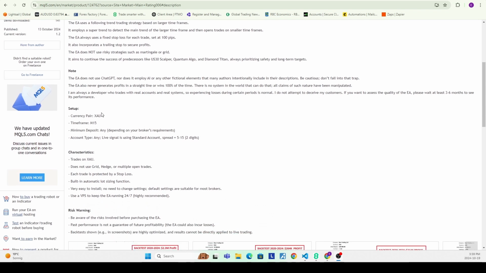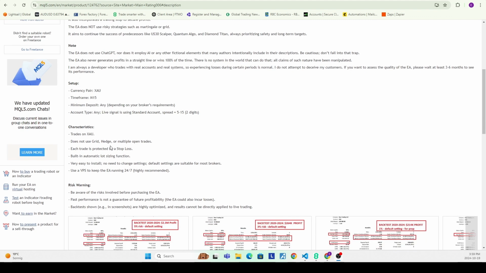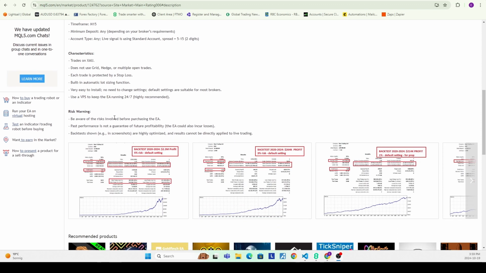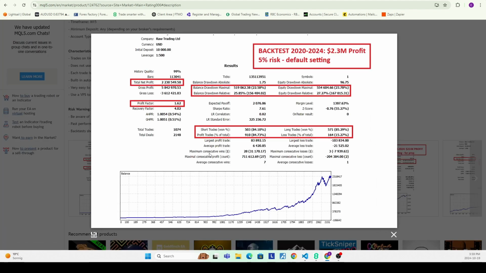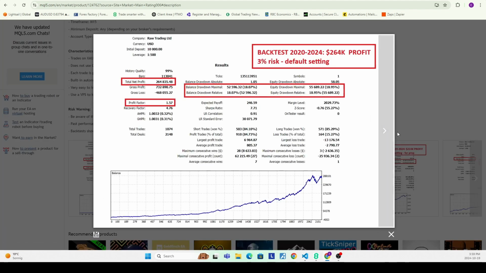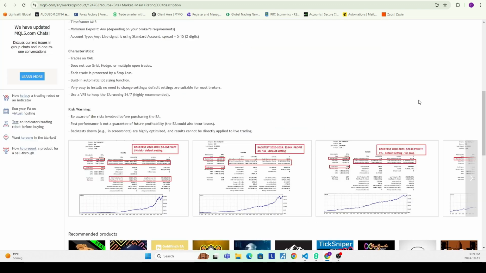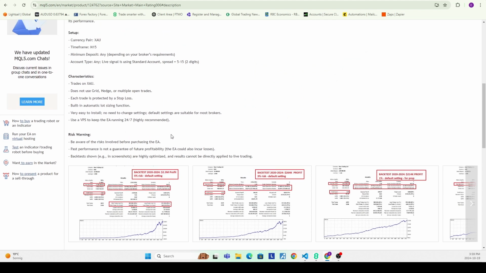It trades gold specifically on the M15 timeframe, and he's also stating that it does not use any risky strategies such as grid or martingale. Let us flip through the backtest quickly. We can see that it's not showing a perfect equity curve, which is usually a good sign, as it means it's less likely to be manipulated.